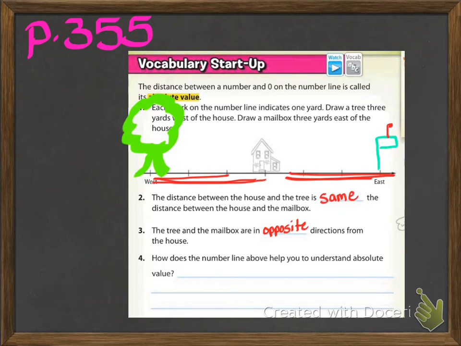From the house. And then it says, how does the number line above help you understand absolute value? Well, we're going to talk about absolute value a little bit more on the next screen. Basically, this is your house, it stays put. Whether you have your mailbox in front of your house, which all of us have, and then some of us have trees behind our houses. I don't, I have a tree in front of my house also. But you would never say that your tree is negative 3 yards away from your house. You would simply say that your tree is just 3 yards away from your house. So just keep that in mind.